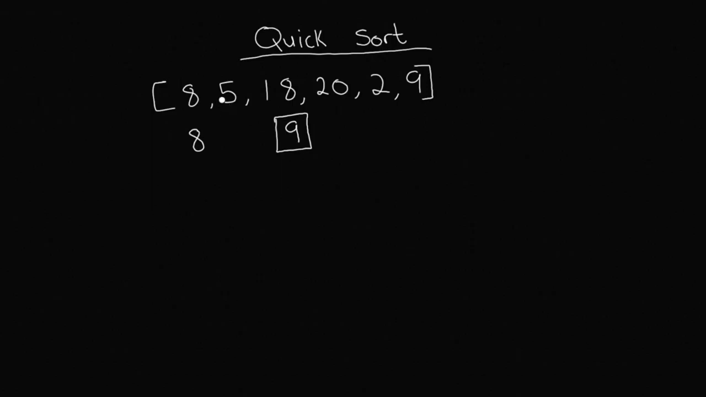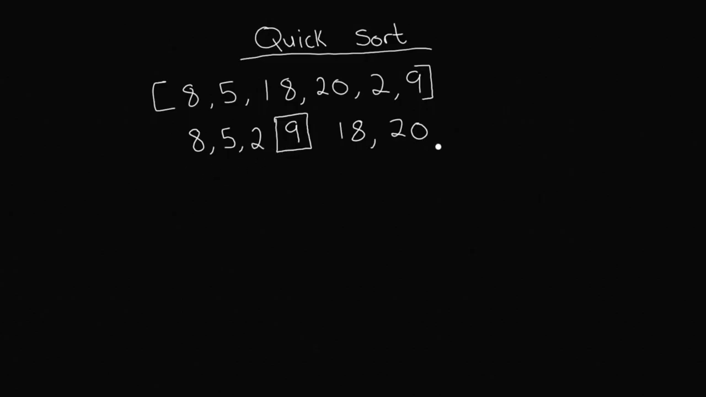Then we'd move on to 5. 5 is also less than 9, so we would put it on the left hand side also. Then we come to 18. Now 18 is greater than 9, so it would go on the right hand side. So we put 18 here. Then we move on to the number 20. 20 again is bigger than 9, so it would go on the right hand side. And then finally we've got the number 2. So 2 is obviously smaller than 9, so it will go here on the left hand side.